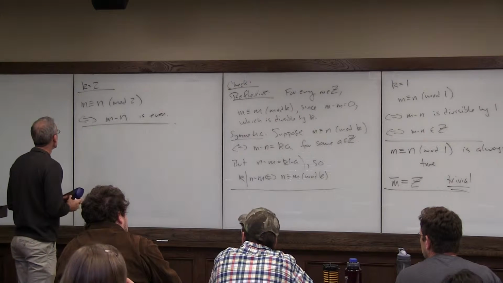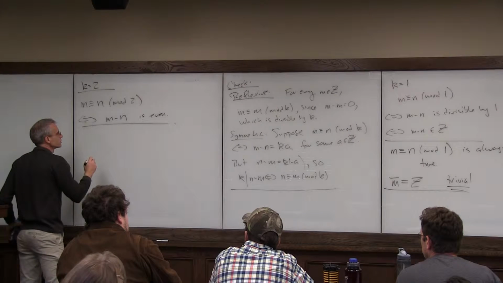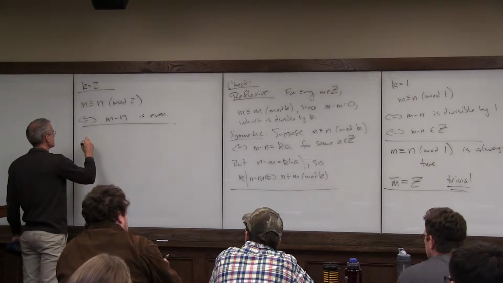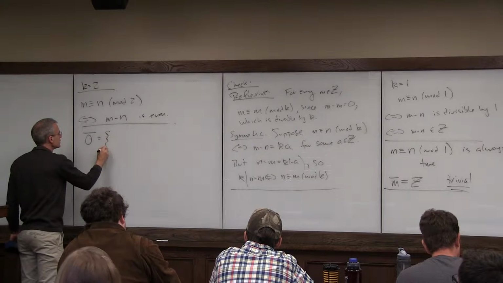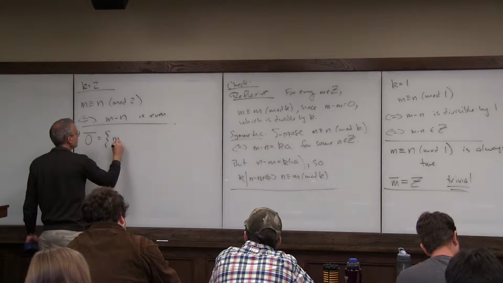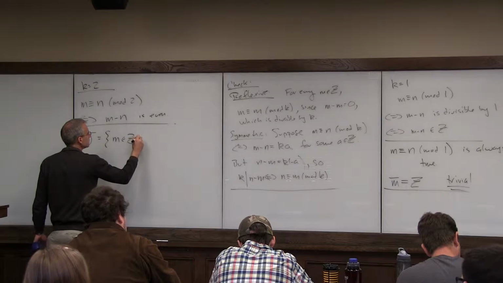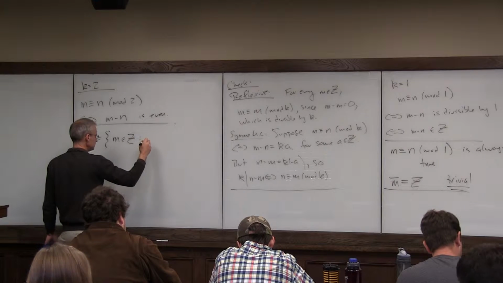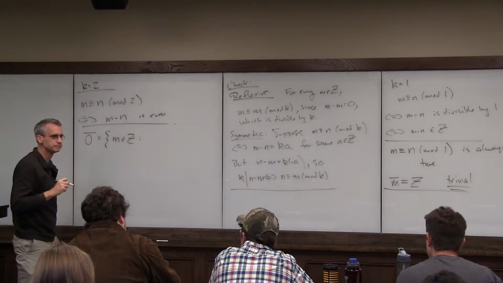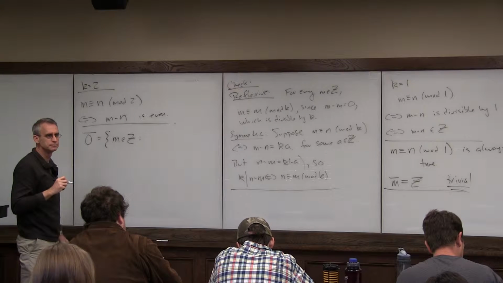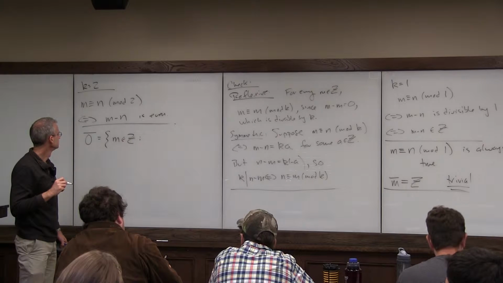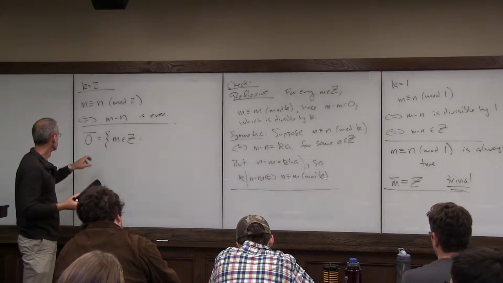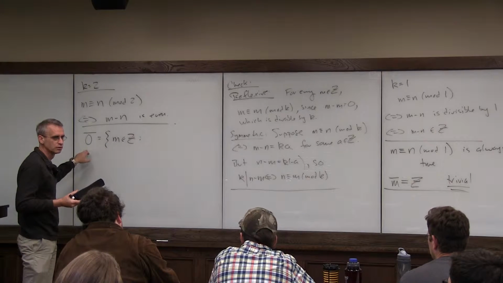Okay? So let's now start to look at some, this is a little more interesting, right? So let's start with 0 bar. This is the set of all m, an element of Z, such that, what? Okay, these are all things that are equivalent to 0.